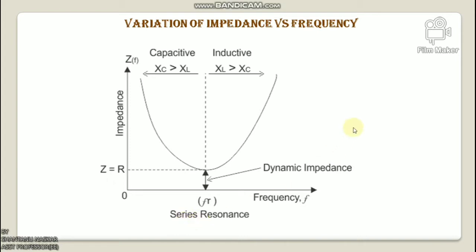So before series resonance frequency Fr, capacitive reactance dominates, and after resonance inductive reactance dominates, and at resonance the circuit acts as a purely resistive circuit, causing a large amount of current to circulate through the circuit. Look at this picture. In the capacitive region, XC is greater than XL in nature, and in the inductive region, XL is greater than XC, and this point is the dynamic impedance.